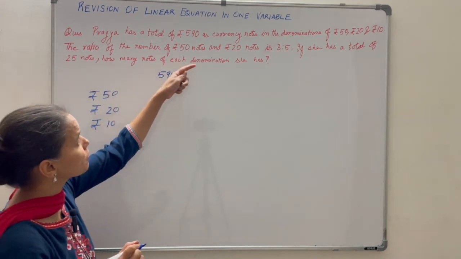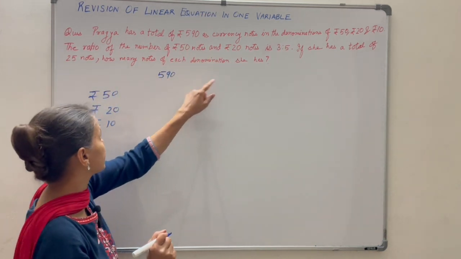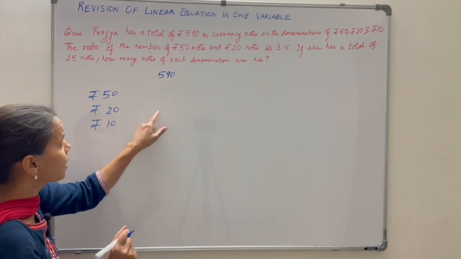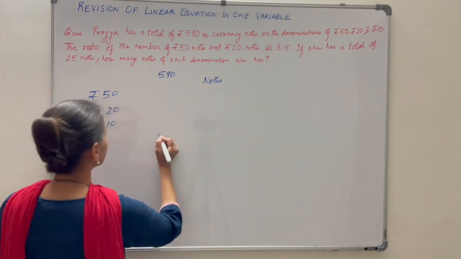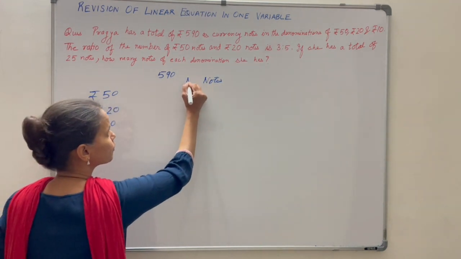The ratio of the number of rupees 50 notes to rupees 20 notes. So 50 is to 20. How many notes are there? Number of notes.